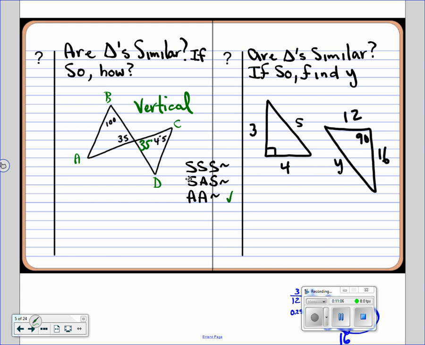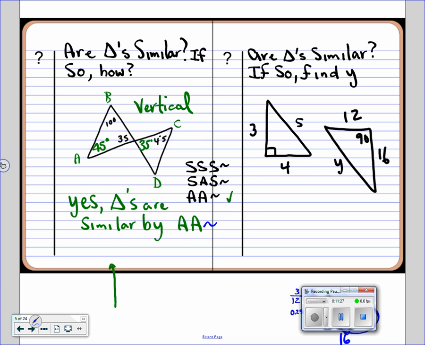The problem is I don't have a 45 on the left and a 100 on the right. Now I can use the triangle sum theorem to find that angle there. Let's do that. And after doing that calculation, I find that that's 45 degrees. All right, there you go. I got an angle congruent to an angle congruent to an angle, and by angle-angle similarity, these triangles are similar. And there you have it.